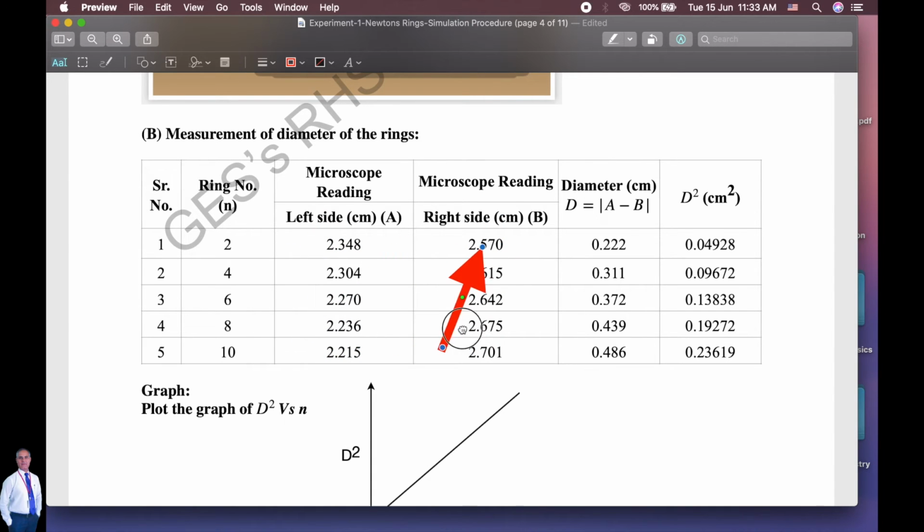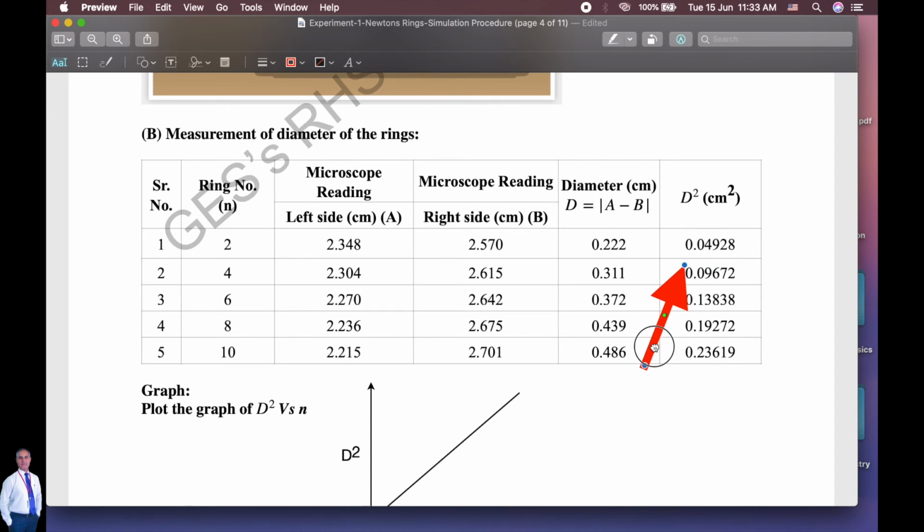No matter which is higher, whether the left hand side is higher or the right hand side is higher, you have to just take the difference. That's why I have written here capital D is the diameter in centimeter. Diameter of the Newton ring in centimeter is equal to mod of A minus B. So if you take the difference, this is the calculation, and take its square. So D square is in centimeter square.